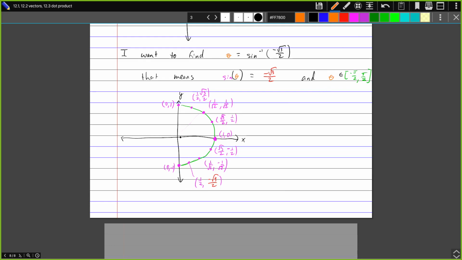Now I can draw my angle and reason through which one that must be. 45 degrees would be this point here, 30 degrees would be this point here. So this is 60 degrees, or actually minus 60 degrees, sorry, because we always sweep out in a counterclockwise fashion. So this is minus 60 degrees, or minus pi over 3 radians. That's how you do it. Ultimately we found that theta equals minus pi over 3, and that's the final answer.